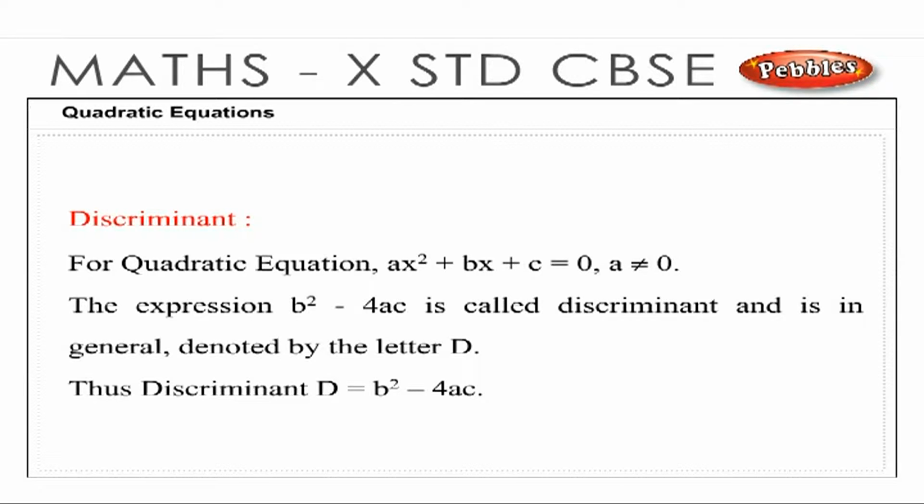Discriminant. For the quadratic equation ax squared plus bx plus c is equal to 0, a not equal to 0, the expression b squared minus 4ac is called the discriminant and is in general denoted by the letter D. Thus, discriminant D is equal to b squared minus 4ac.